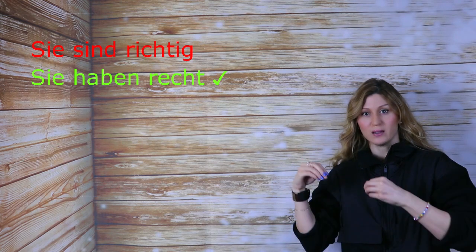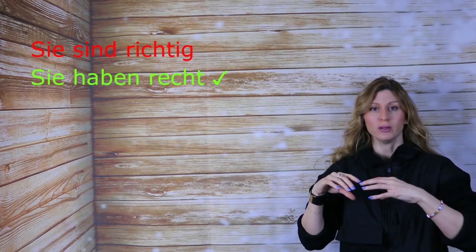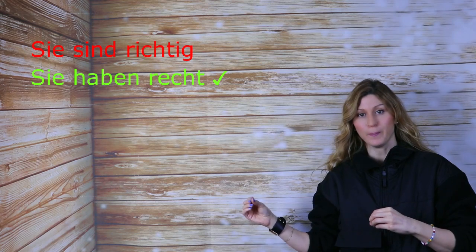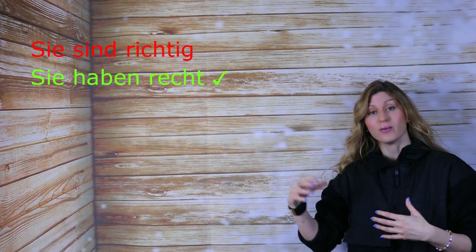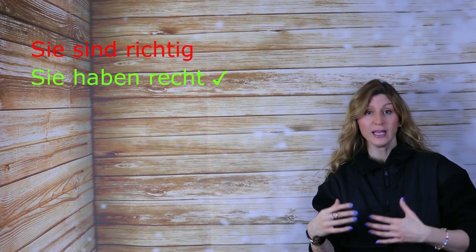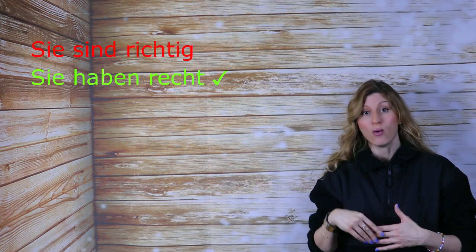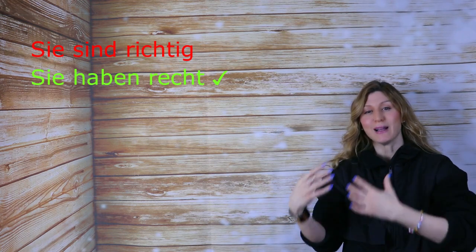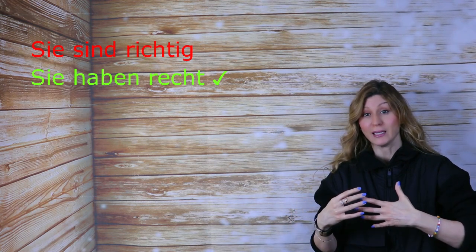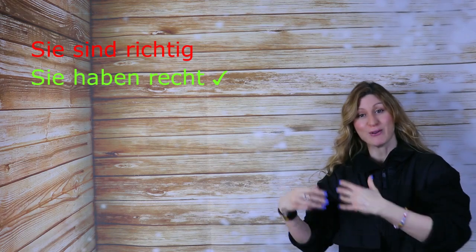Example number 3. Sie sind richtig. Now, richtig means right, correct, without errors, faults, or mistakes. So you could say, Sie sind hier richtig. You're in the right place. Or richtig gerechnet, calculated correctly. Or password ist richtig.